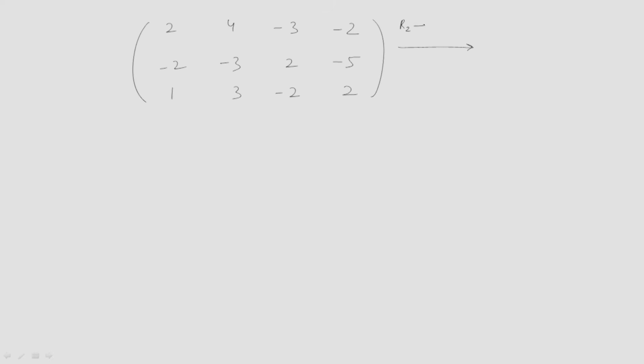So, you replace R2 by R2 plus R1. So, this is 2, 4, minus 3, minus 2, it is 0, it is 1, it is minus 1, it is minus 7. You leave it as it is, the third row you leave as it is. Now, you make 0 here with the help of this. So, you take R3 by R3 minus 1 by 2 R1.